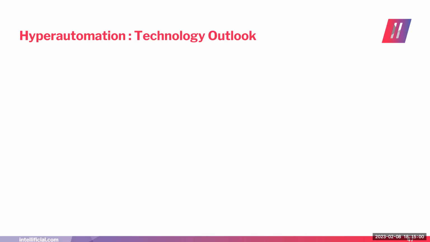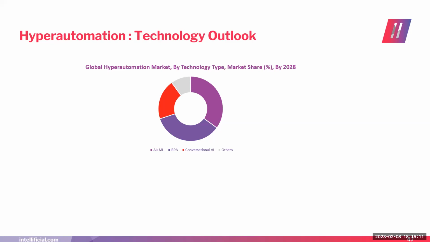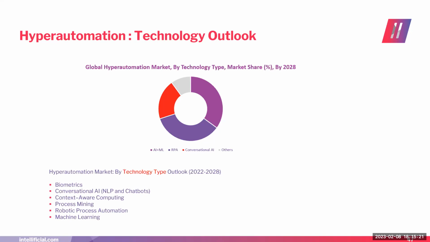And if you want to see what technologies comprise hyperautomation, 33% goes to AI and ML, 33% goes to RPA, and 33% goes to conversational AI and other technologies like biometrics, context-aware computing, and process mining. So if you are in any one of these technologies, you're already contributing to the hyperautomation market. If you are in RPA, you can consider focusing on AI and ML. If you're in AI and ML, you can consider focusing your next skill on RPA. And if you are in both, you can try focusing on conversational AI.